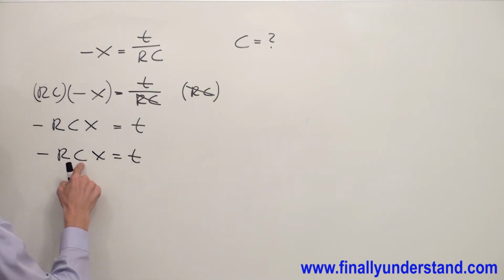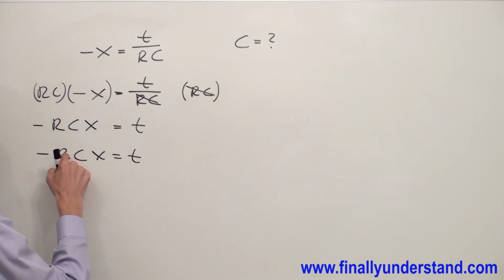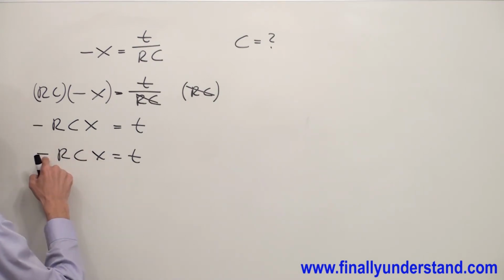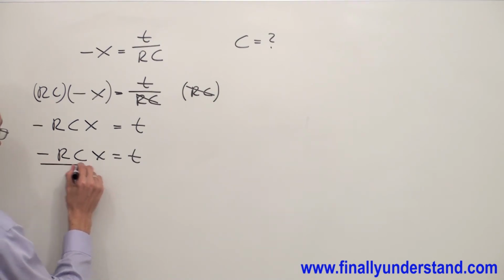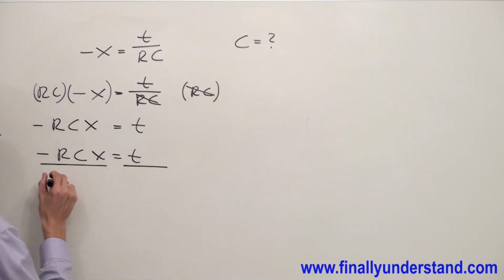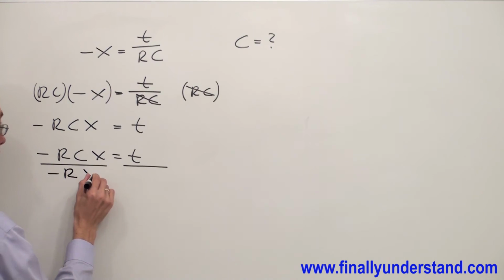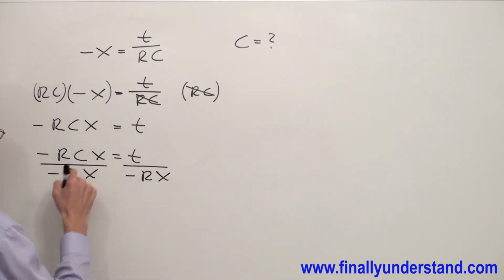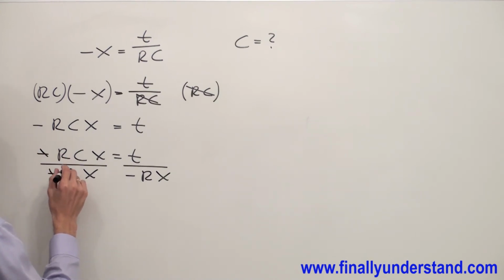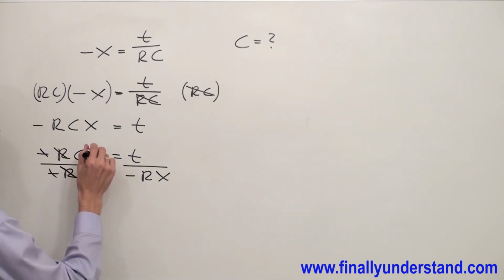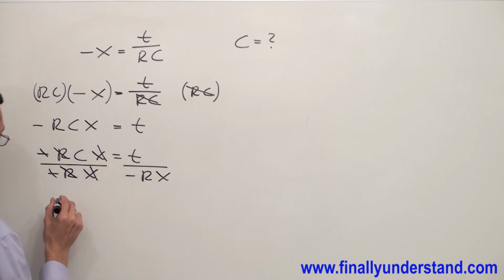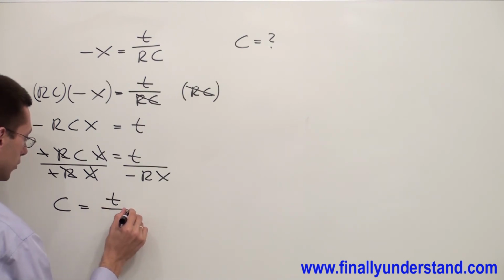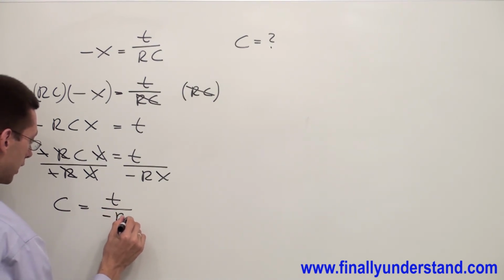I'm looking for c. c is multiplied by r and by x. Also I have a negative sign. I'm looking just for c. So that's why I have to divide both sides of the equation by negative rx. Negative rx, simply everything that is multiplied by c. Negative and negative will cancel out. r and r will cancel out. x and x will cancel out. And I'm going to have c equals t over minus rx.